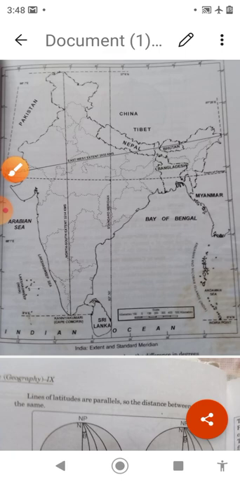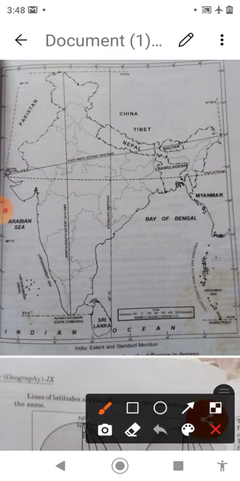Then another question you may be getting: what is the degree of latitude of the northern extremity of India? With regard to the northern extremity of India, that is 37 degree 6 minute north. Another question you may be getting: what is the total north-south extent of the country in degree of latitude and in kilometer? In degree of latitude, what I told you just now, that is about 30 degree.